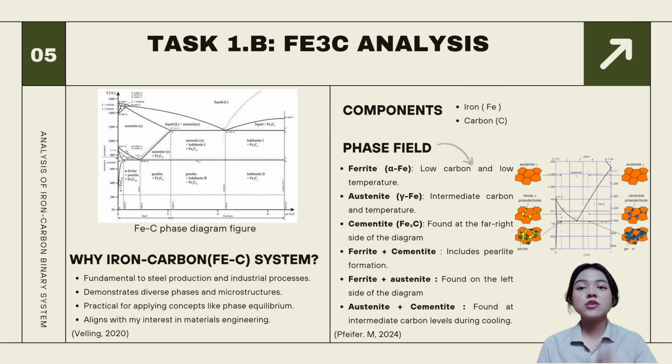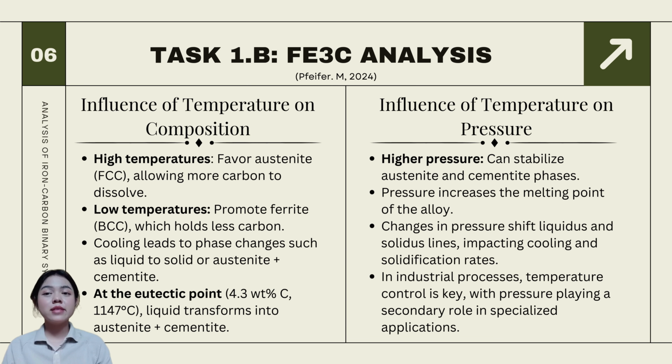In this slide, we focus on task 1.b, iron. This slide delves deeper into task 1.b by discussing the influence of temperature on the compositions and pressure of the iron-carbon system. First, let's consider the influence of temperature on the compositions. At high temperature, austenite is favored, allowing more carbon to dissolve into the structure. Conversely, at low temperature, ferrite forms, which holds less carbon.